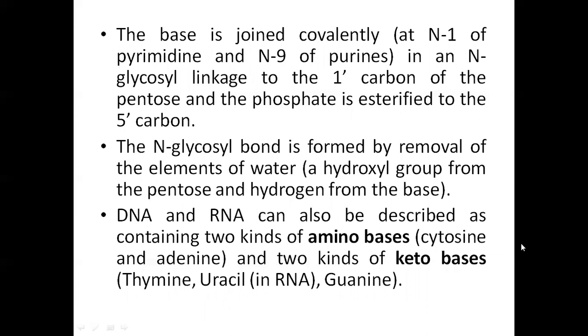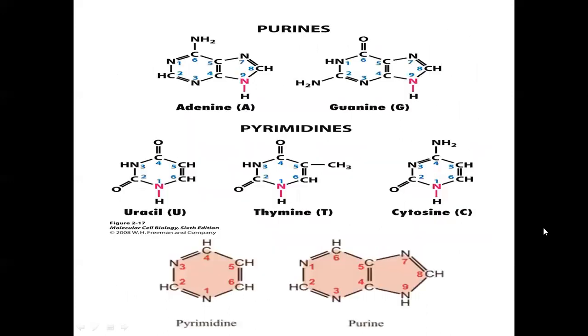Amino bases are cytosine and adenine, and keto bases are thymine and guanine. In case of RNA, it is uracil. We just see the structure of purines and pyrimidines. As I mentioned here, purines have two rings: one is a pyrimidine ring and the other is an imidazole ring.